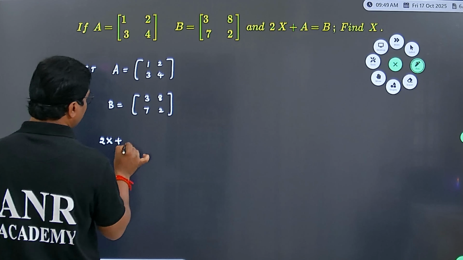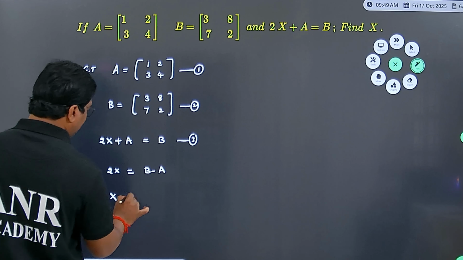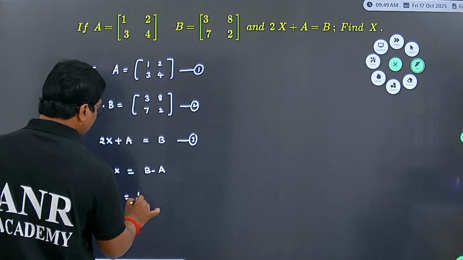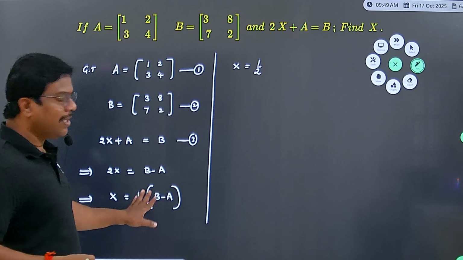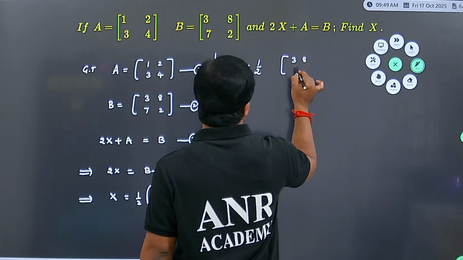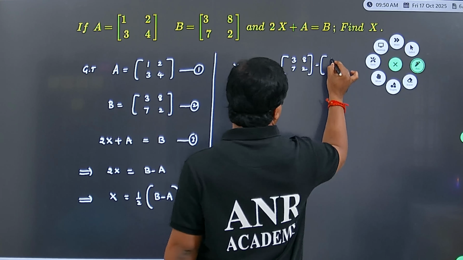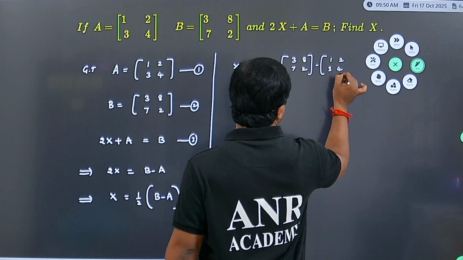This can be modified in this way. I can write 2 times X equal to B minus A, and from this capital X is written as half of the difference of the matrices B and A, half of B minus A. So to get capital X you have to write 1 by 2 outside, and here you have to simplify B minus A. B matrix with entries 3, 8, 7, 2, next minus A having entries 1, 2, 3, 4.